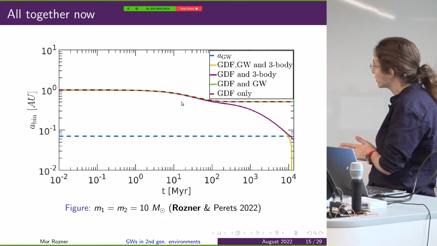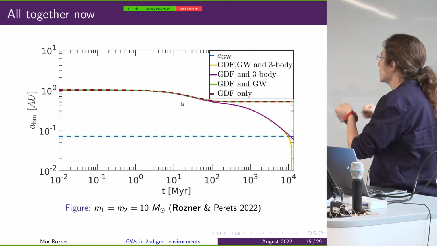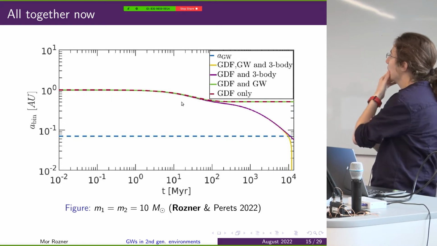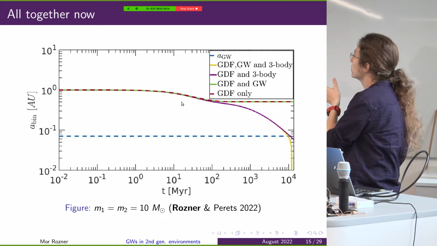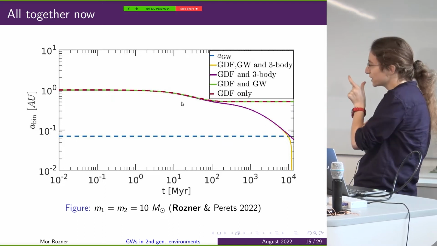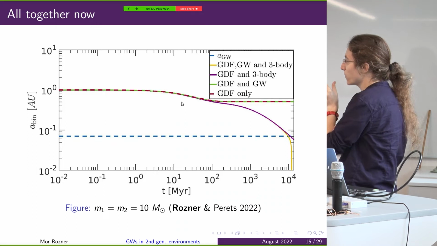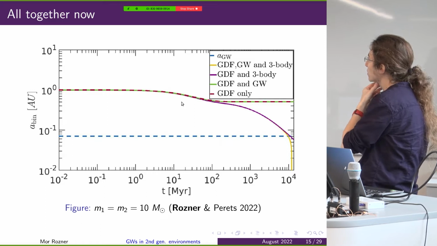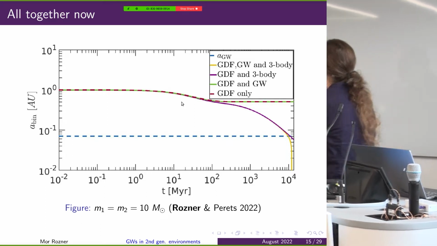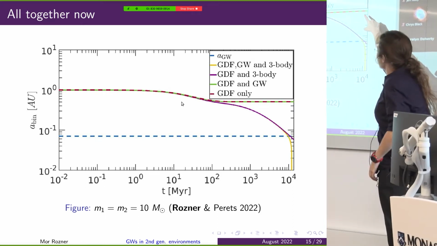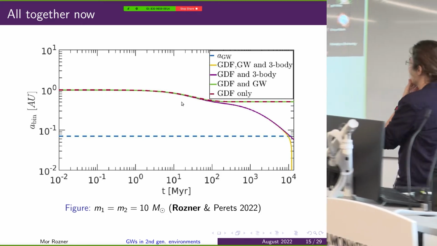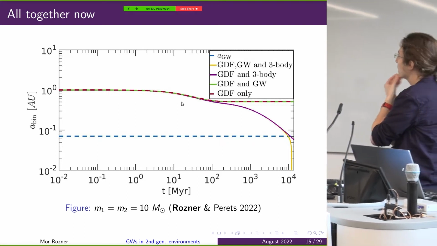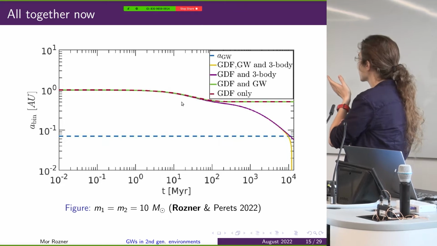So you should look at this plot in the following way. On the x-axis you have time in million years, on the y-axis you have the separation of the binary in AUs. The blue dashed line is the critical separation from which you will emit gravitational waves within a Hubble time. First look at the two purple lines. At the beginning, gas dynamical friction only dominates. If you just add gravitational waves, it will do practically nothing.